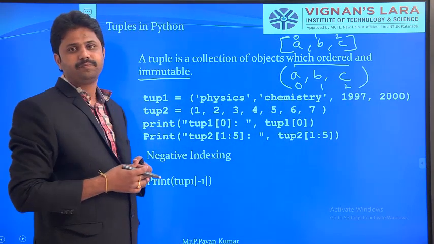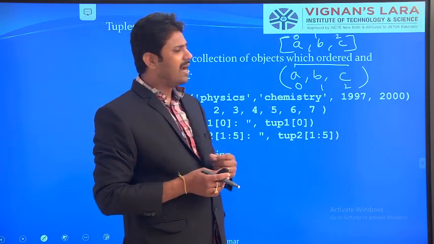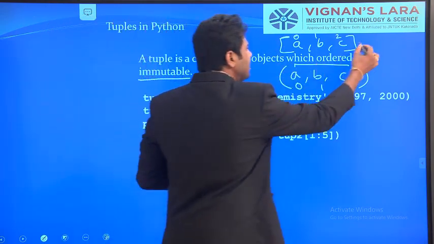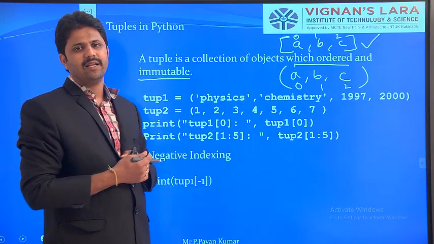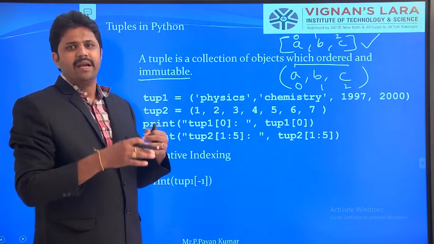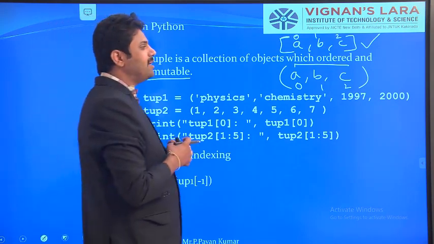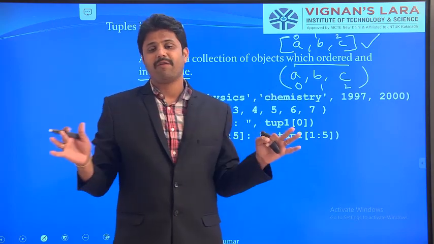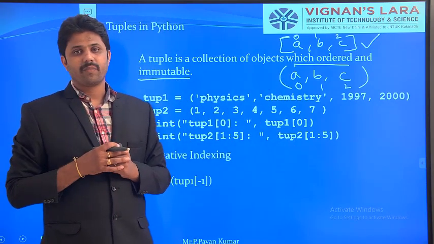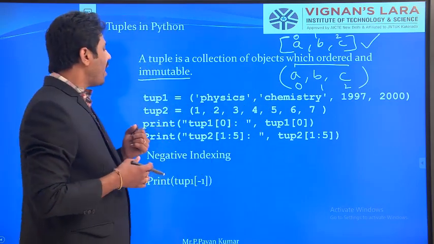And the difference between these two is that once a list is created, you can perform any changes in that list. That means adding new values, deleting old values, everything you can do. But in a tuple it's not like that. Once a tuple is created, you can't perform any changes in it. Okay, let us see here.